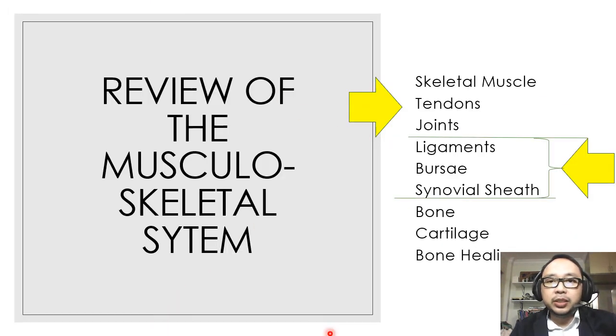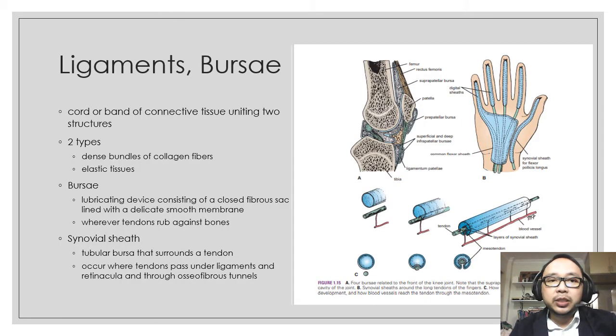So we have discussed skeletal muscle, tendons, and joints. We'll move on to ligaments, bursa, and synovial sheath. Ligaments, particularly, are cord or band of connective tissue uniting two structures. They're basically in association with joints and basically are of two types.